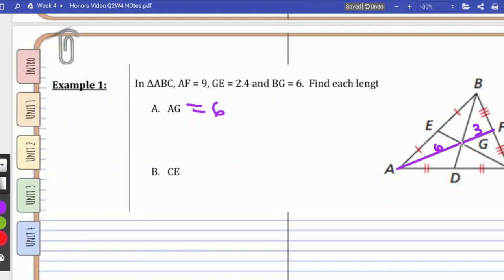G to E is 2.4. So this is the 1/3 piece, 2.4. So that means that the distance from G to C has to be double that, which would be 4.8. So CE is 3 times 2.4, which is 7.2.